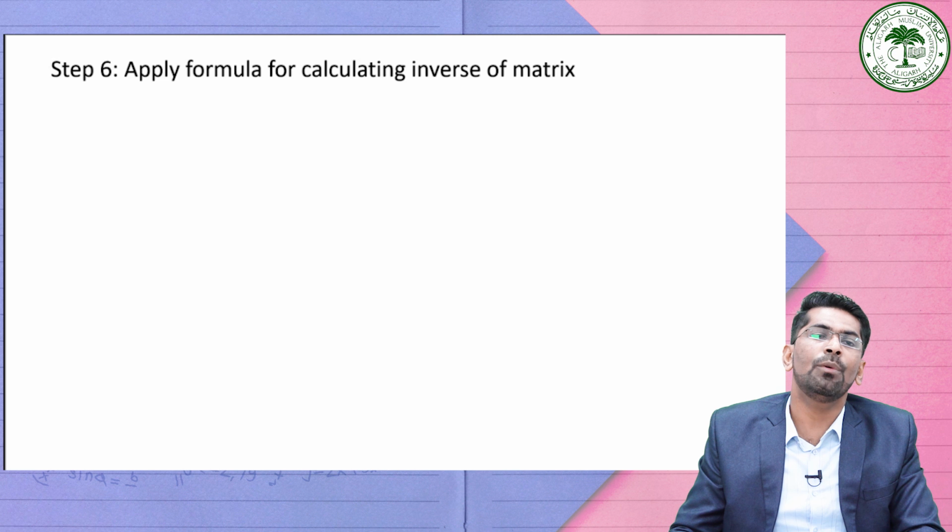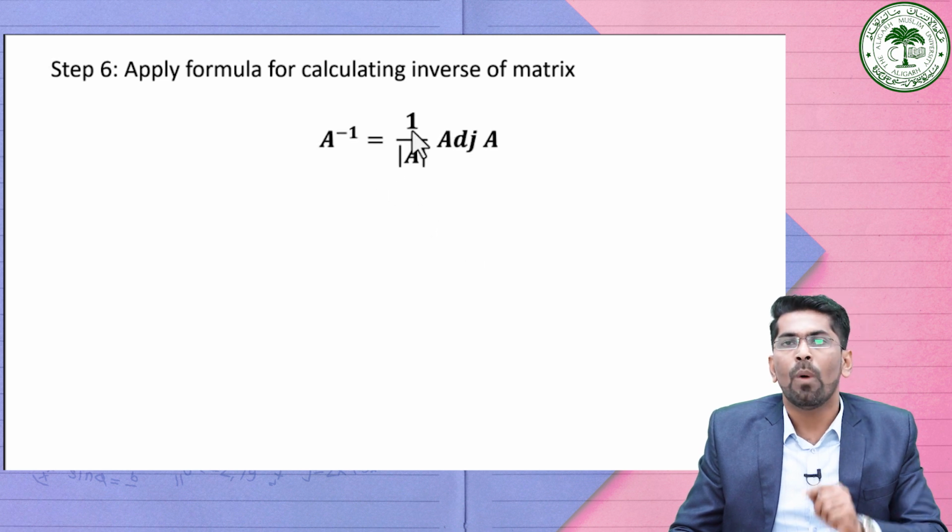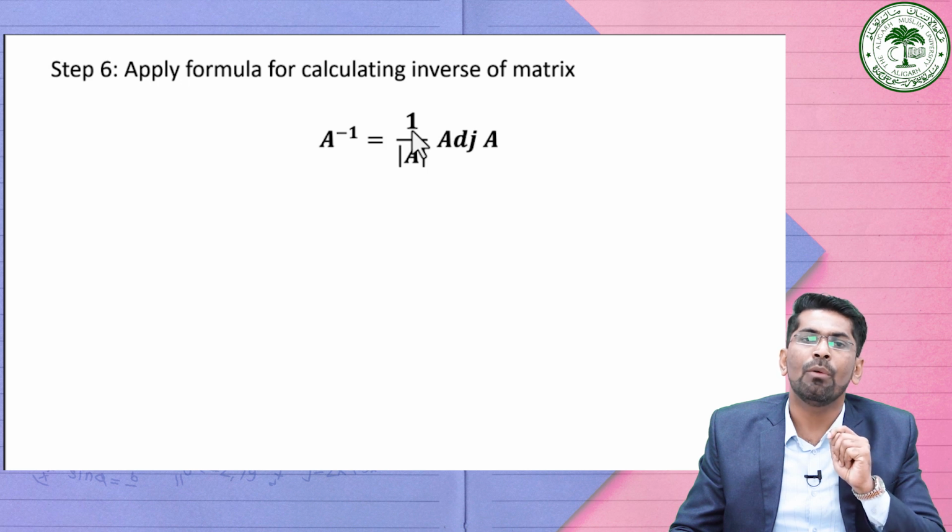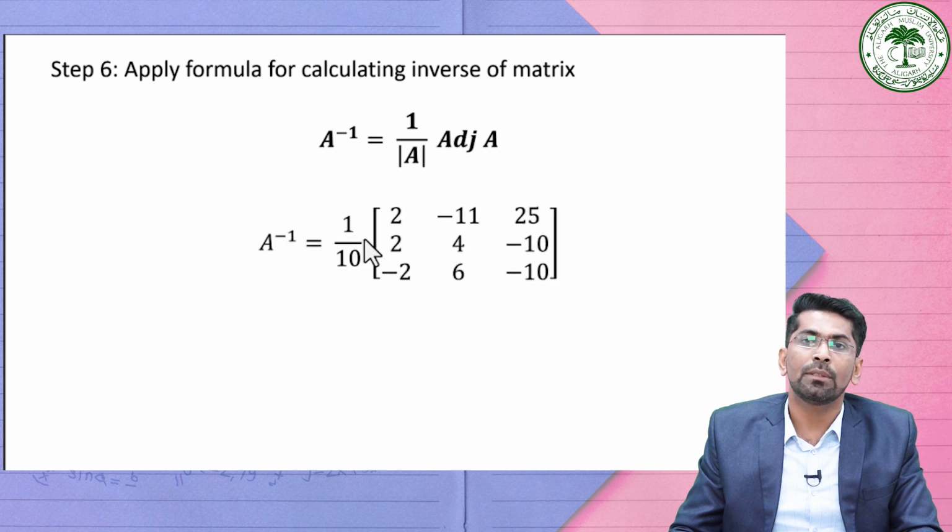So after finding the adjoint of a matrix, what is our next step? We have to apply the formula for calculating the inverse of the matrix. What is the formula for calculating the inverse of a matrix? The inverse of matrix A is equal to 1 by the determinant value of the given matrix into the adjoint of A. So here, what was the determinant? See, the determinant was what we already calculated, which is 10, and then we have the adjoint matrix. So here we can multiply 1 by 10 with each and every element of the given adjoint of the matrix.